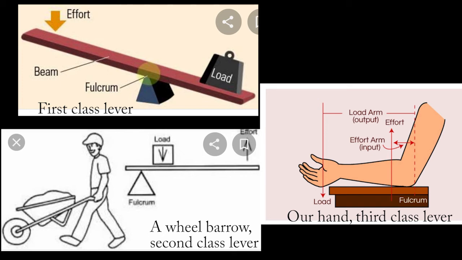Hello students, today we have started with chapter number 9, that is the common machine, from page number 133. At page number 133, you have seen some pictures of various machines, isn't it? Not only machines, these are called simple machines.